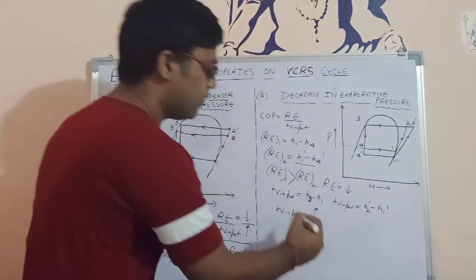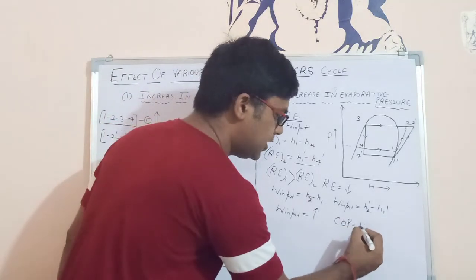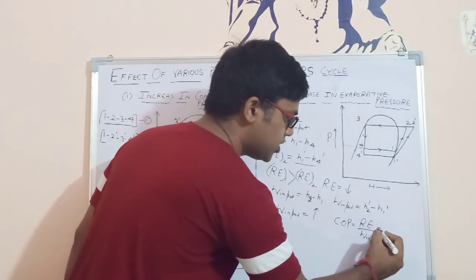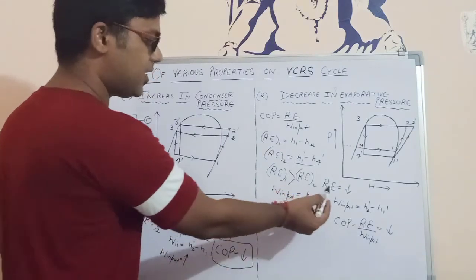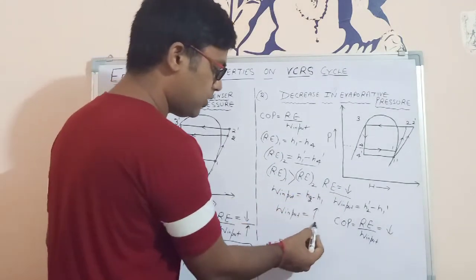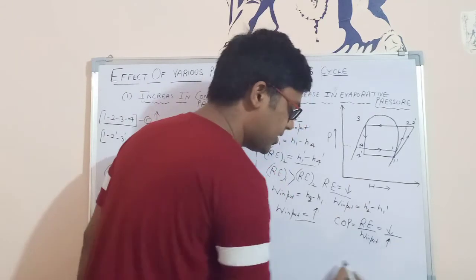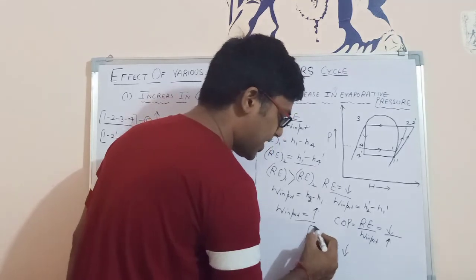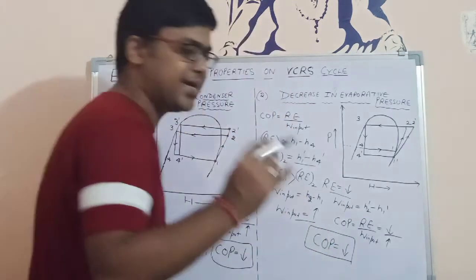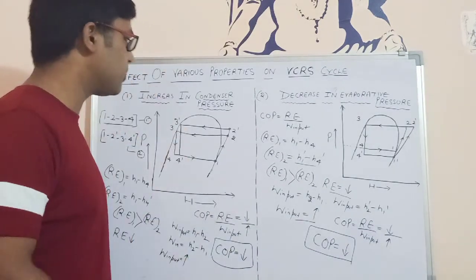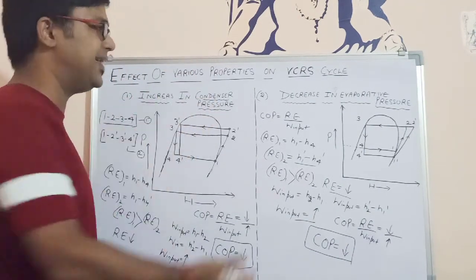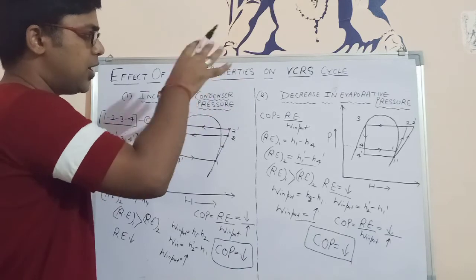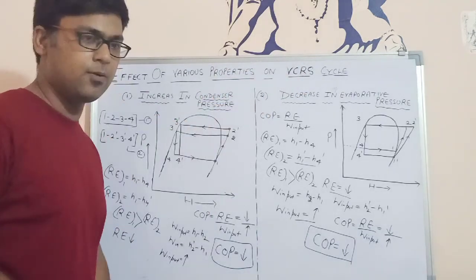So if we compare the formula of COP again, COP is basically refrigeration effect upon work input. So if we compare it all, the refrigeration effect overall is decreasing, and the work input overall is increasing. So obviously we can say that overall the value of COP for this will also decrease. This is the second case. So for both the cases we can say that the COP will decrease if we increase the condenser pressure or if we decrease the evaporative pressure. So that is basically the properties on which the value of COP of VCR cycle depends. Clear?